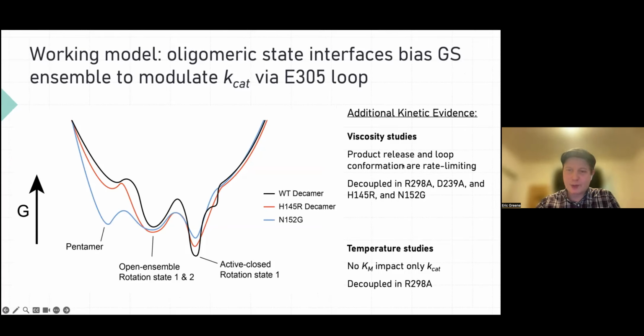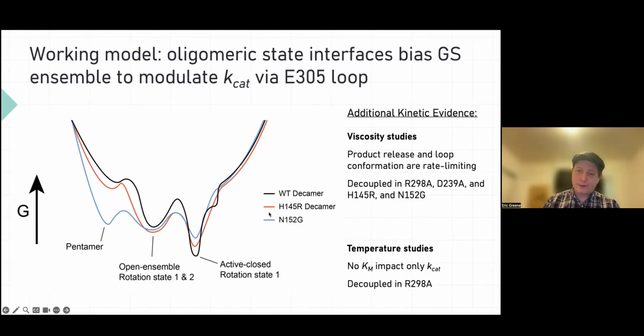From viscosity studies, we were able to appreciate that product release and loop conformations are both rate limiting for GS, and that this rate limitation is decoupled in our loop variants as well as our pentameric interface variants. We also have temperature dependent kinetic studies that show there's very little Km impact when we increase temperature, only kcat, and that this is decoupled in R298A. I am interpreting this as us directly impacting the loop conformational state, which is partially rate limiting.